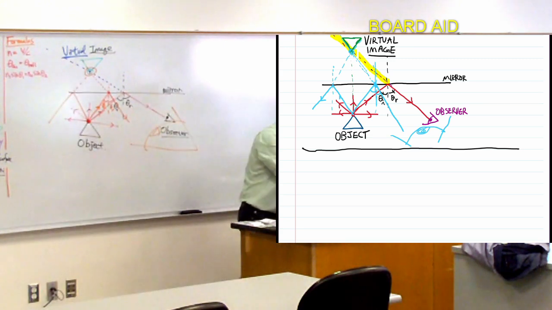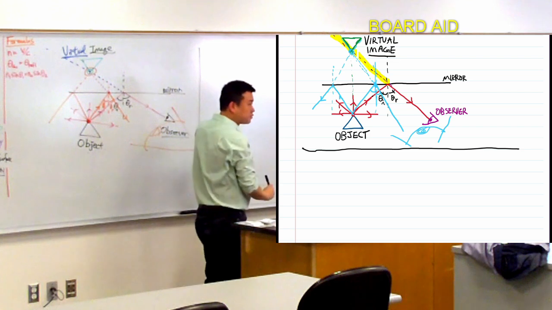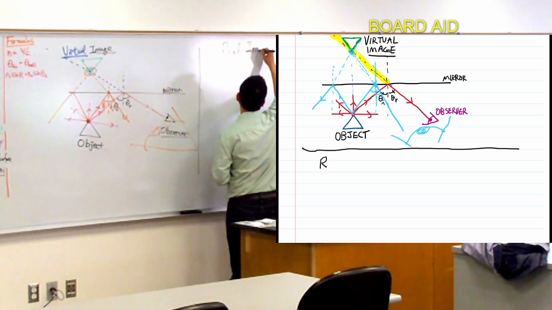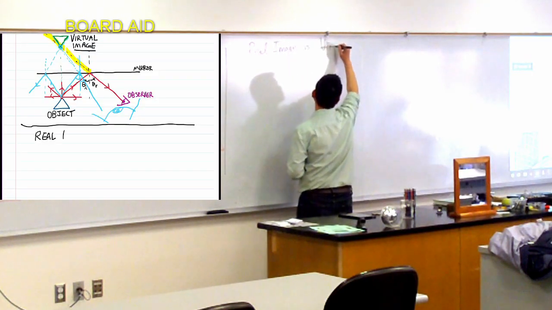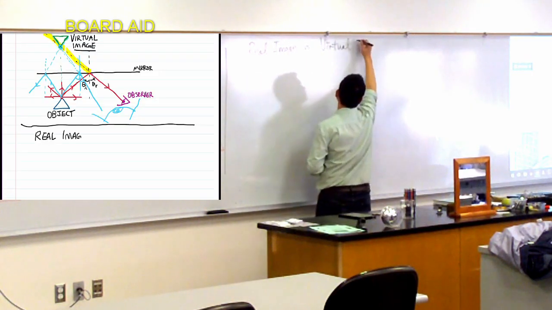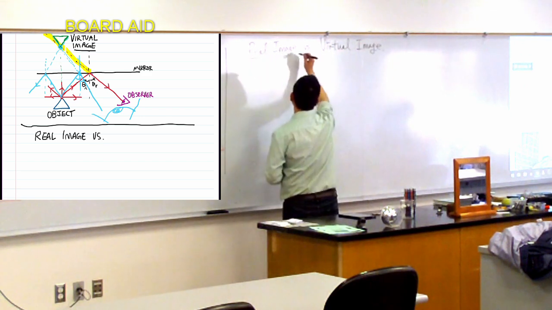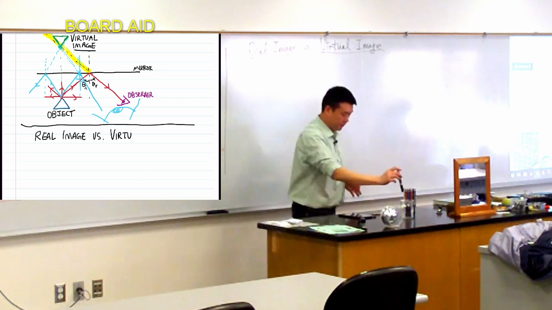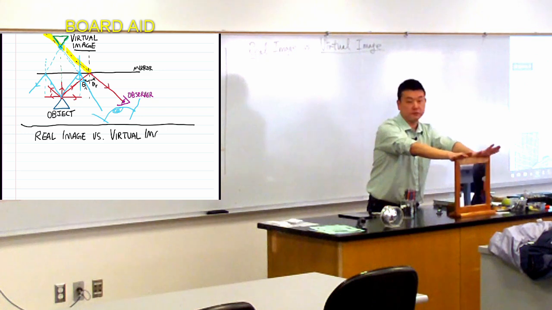Okay, a lot of people here would not have seen a real image. So this is what I want to go over now. It's a distinction between what a real image is and what a virtual image is. It's a very simple distinction. With a plane mirror, you will only ever see a virtual image. You won't see a real image.